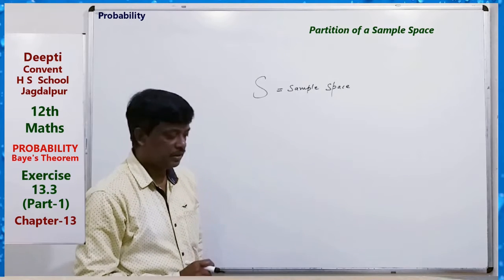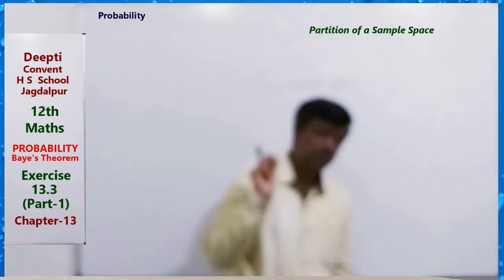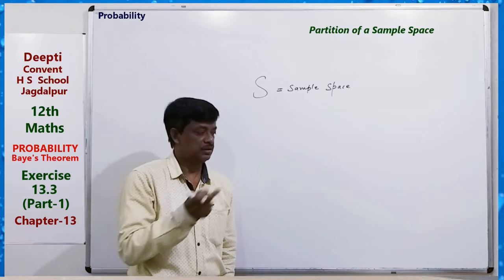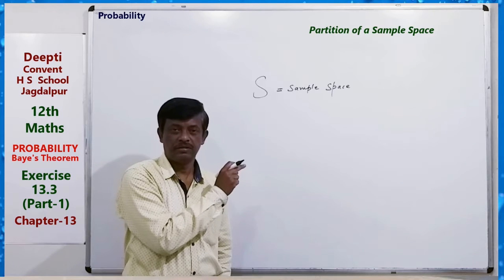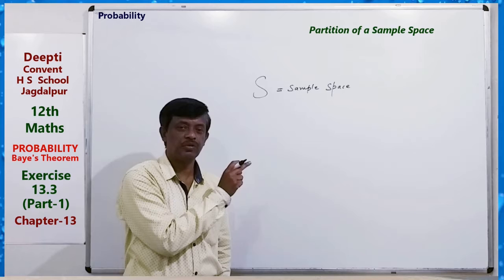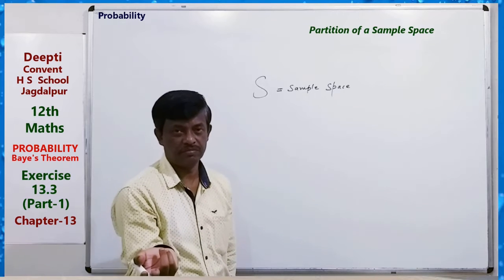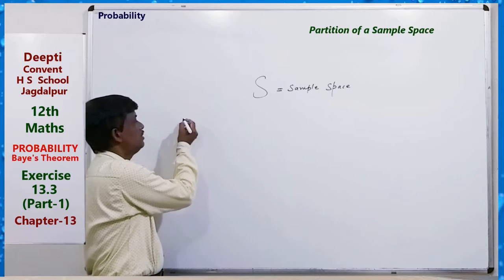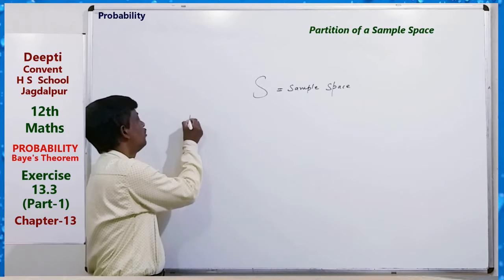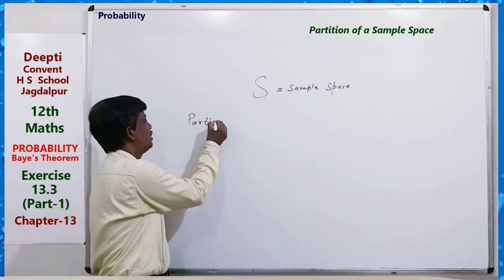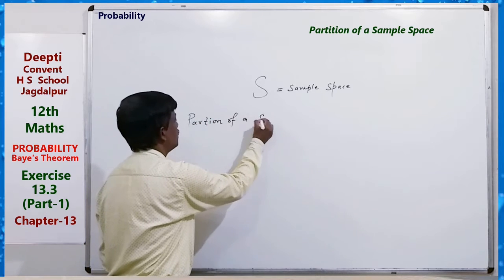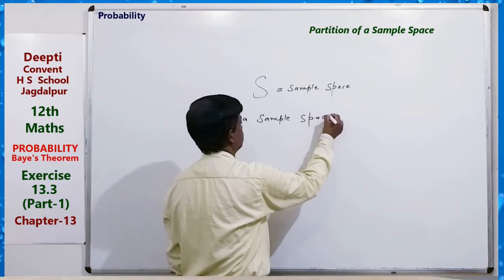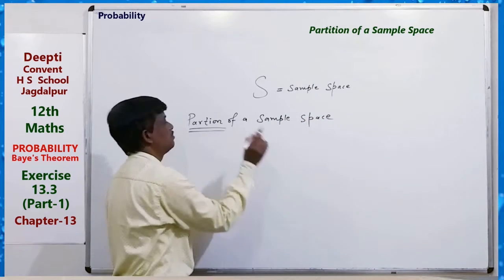Here the total probability theorem is required for deriving the formula of Bayes theorem. So first of all, we want to understand what a partition of a sample space is.